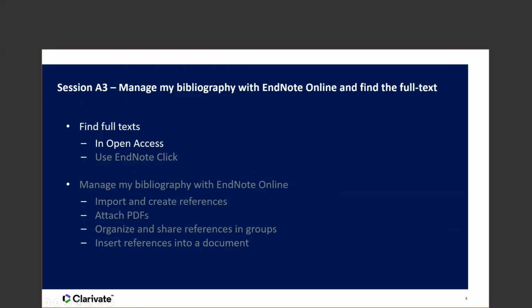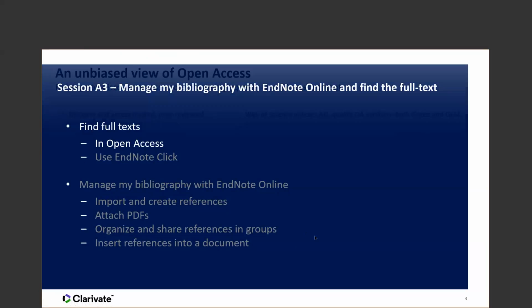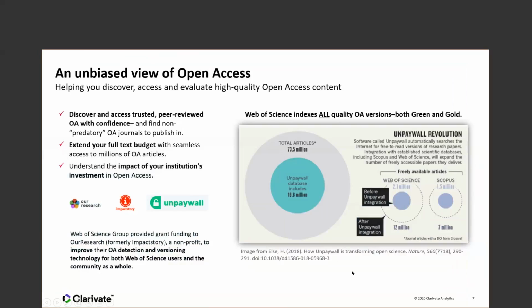Let's start with finding full texts, and we're going to look at the options that we have within the Web of Science, because within the Web of Science you have access to full text through the open access. So let's have a look here at what is open access, when did it start in the Web of Science.